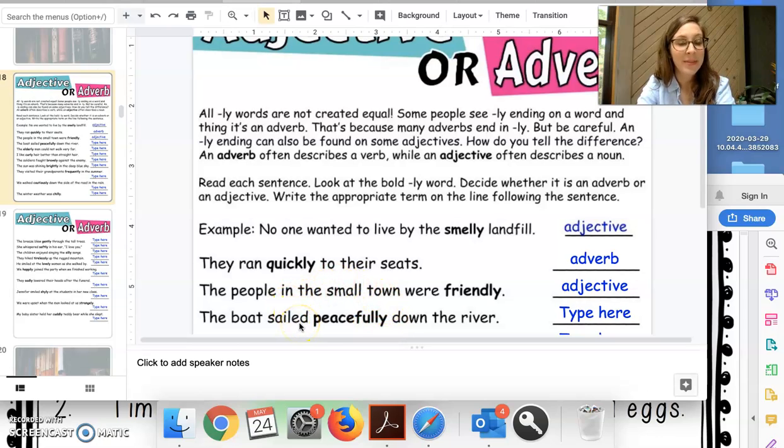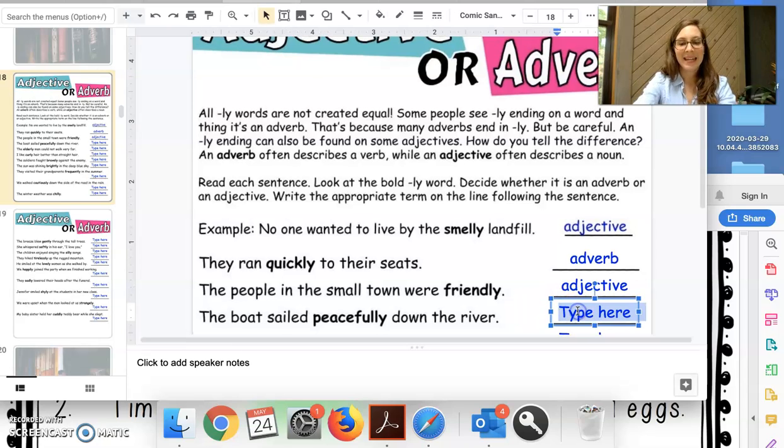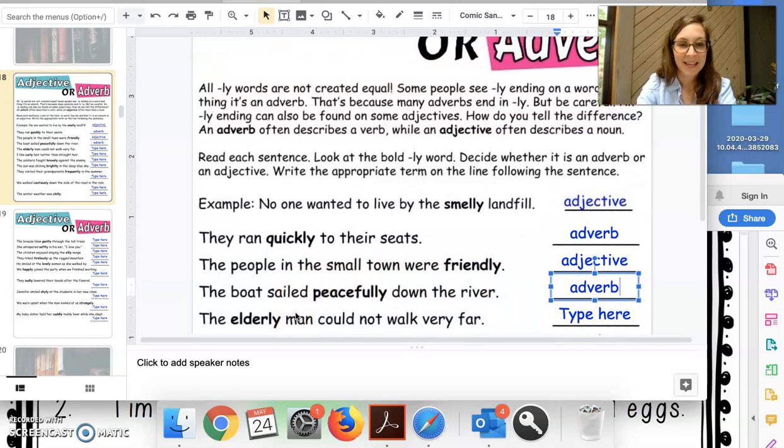So I'm not describing the actual boat, which is the noun, but I'm describing the verb, which is sail, and giving me a picture of how the boat was sailing. The boat sailed peacefully down the river, so in a peaceful way. So peacefully is an adverb, giving me more information about the verb sail. Okay, it's a little tricky.